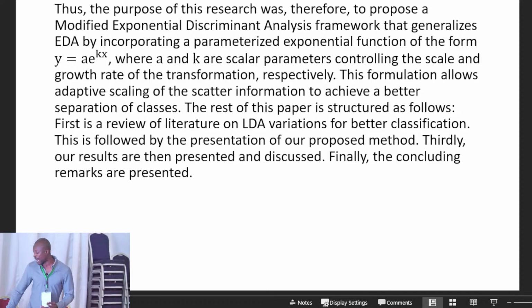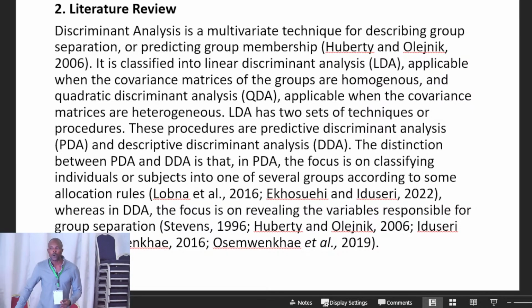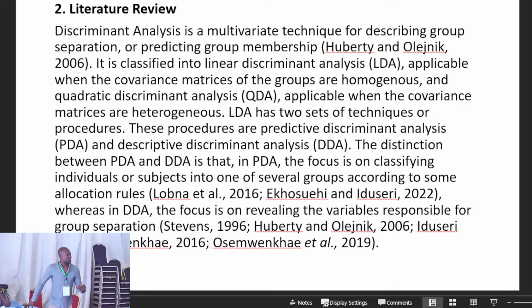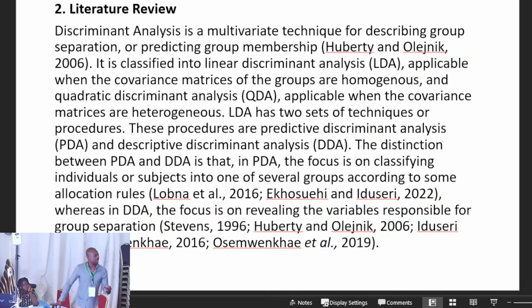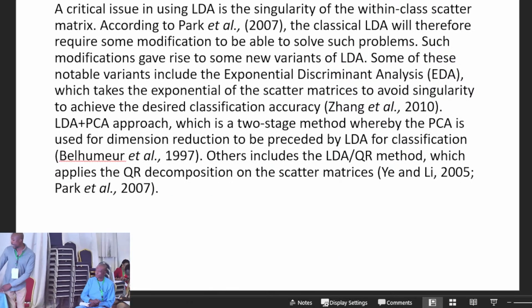Now, the exponential function is an ever semi positive definite matrix. By so doing, it bypasses the problem of singularity. And so the exponential discriminant analysis does better than the linear discriminant analysis. But in our work, we looked at enhancing that exponential discriminant analysis by bringing parameters into the exponential part of the function. Now, the exponential part of the function is the scatter matrices.